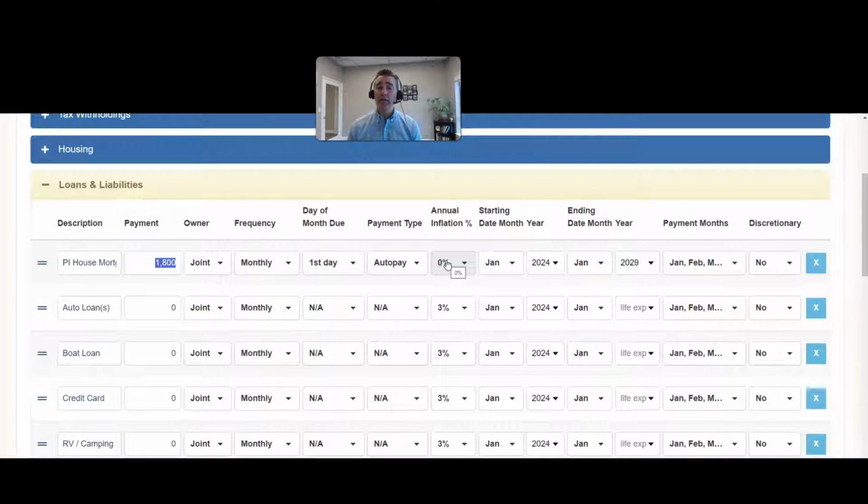Now their insurance and their taxes go up with inflation, but that's why we have them broken down as two different expenses. On the principal and interest, that's zero inflation, and it's going to get paid off in 2029. So when you add an ending date to an expense, the expense will stop in the future. Because again, we're really trying to model what your expenses are going to be and how they're going to ebb and flow over time. They're going to have more expenses for travel in the early years during those go-go years. And then we also want to see what it looks like when the house gets paid off and they don't have that mortgage anymore in 5 years.